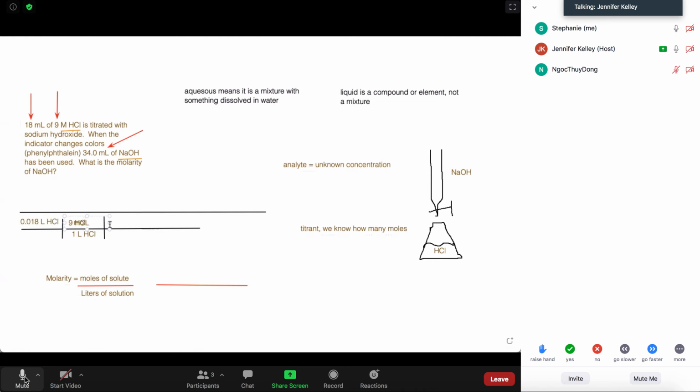Wow, that's not what I wanted it to do. What did it do that for? Okay.